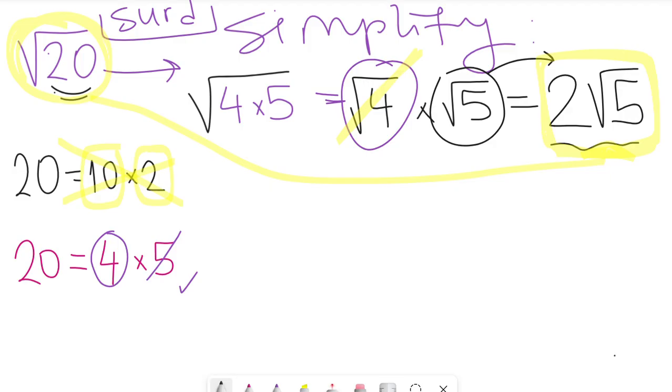Okay. Now let's try another example. Let's say square root of 1000. Okay, we try. Do I know square root of 1000? No. We call it a surd, right?